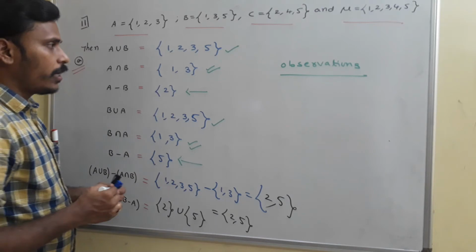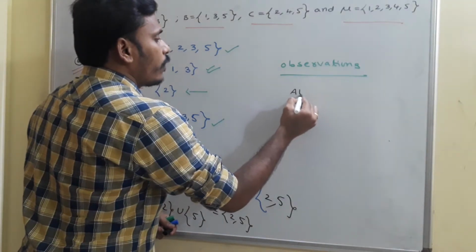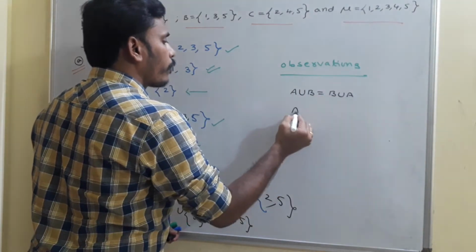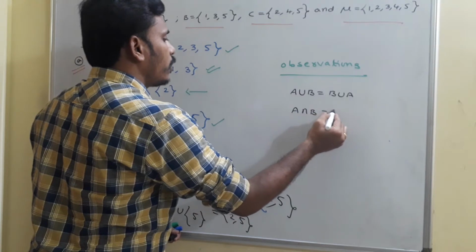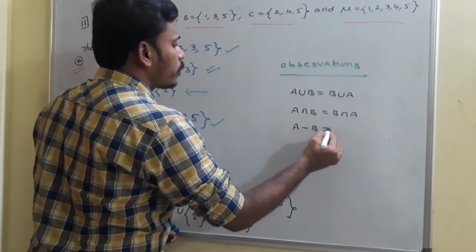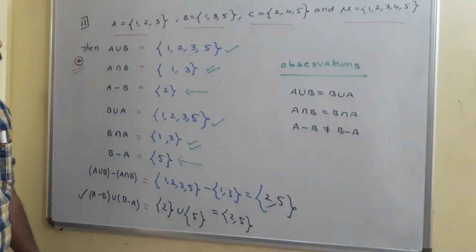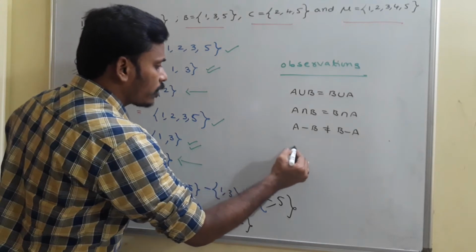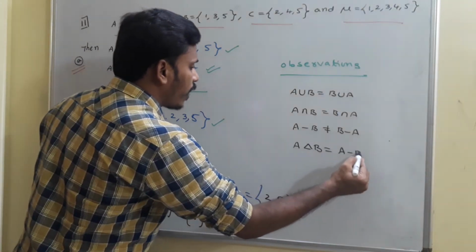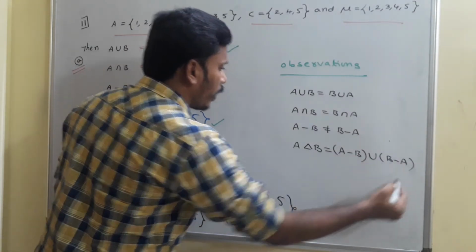Okay. That means at the end we need to conclude that for any two given sets, A union B is equal to B union A, A intersection B is equal to B intersection A, but A minus B is not equal to B minus A. Okay? And one more thing we are observing here is A delta B. A delta B, as I mentioned as a definition, is A minus B union B minus A.